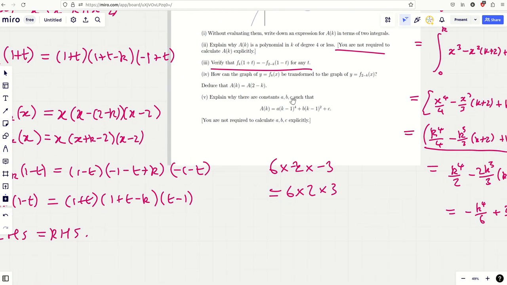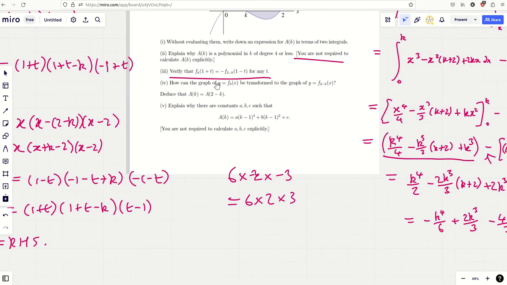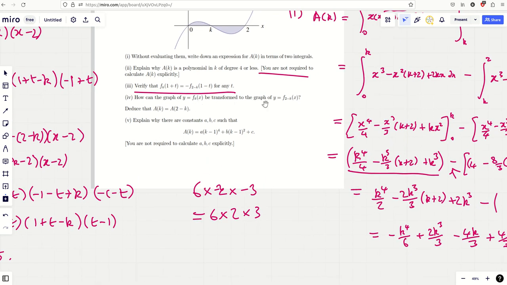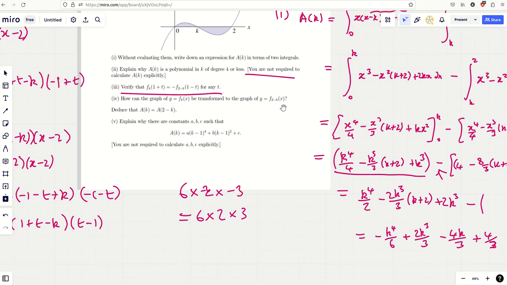Okay, right. Part 4, sorry. How can the graph y equals f k of x be transformed to the graph of y equals f of 2 minus k of x?